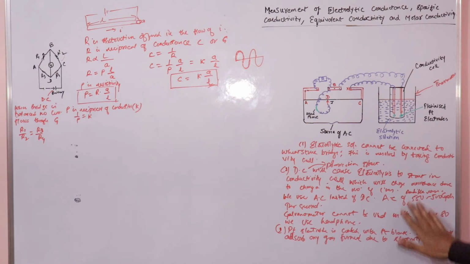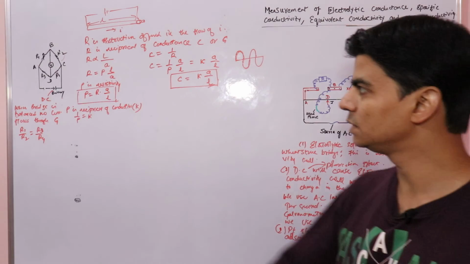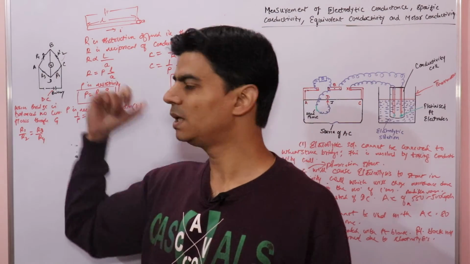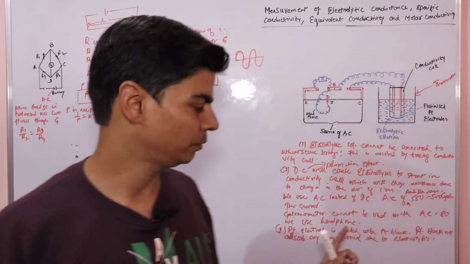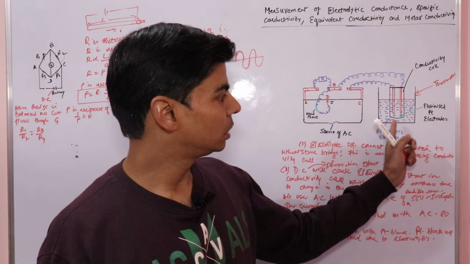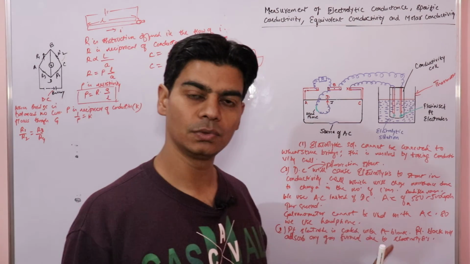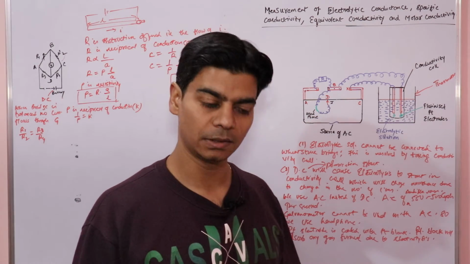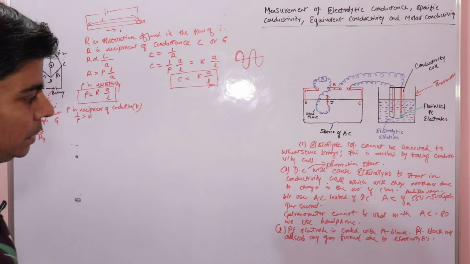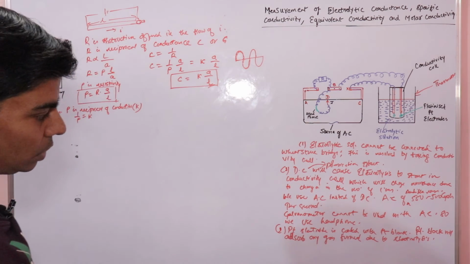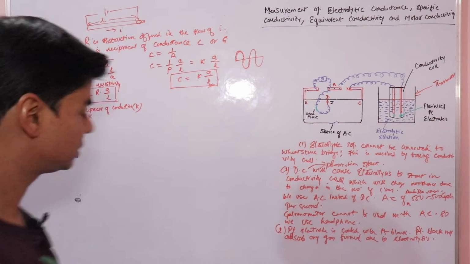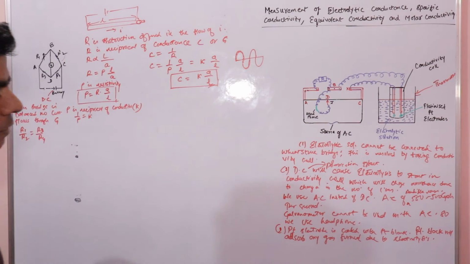Instead of direct current, we are now using alternating current of audible frequency, 550 to 500 cycles per second. And since we cannot use a galvanometer with alternating current, we replace this galvanometer with a headphone. And we will coat the platinum electrodes with platinum black. Why? Because if any gas is produced due to electrolysis, it will get absorbed on the platinum black. So these are the total changes, or adjustments, that we have done in the Wheatstone Bridge.